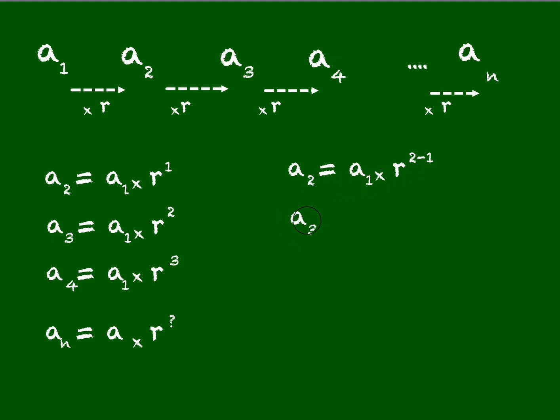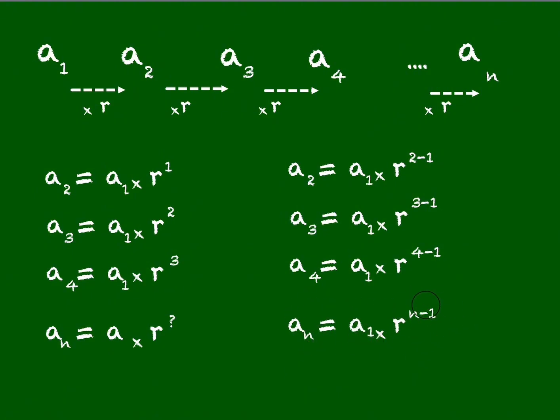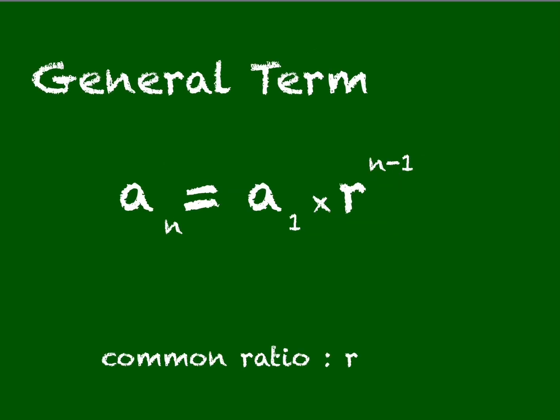For example, the fourth term, a4, can be calculated by multiplying the first term, a1, by the common ratio raised to the power of 4 minus 1. From this observation, we can derive the general term using this approach. As a result, the general term of the sequence, denoted as an, can be expressed as a1 times r to the power of n minus 1. This formula allows you to find any term in the sequence.